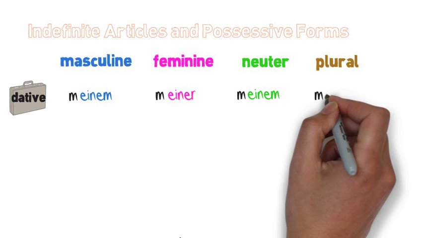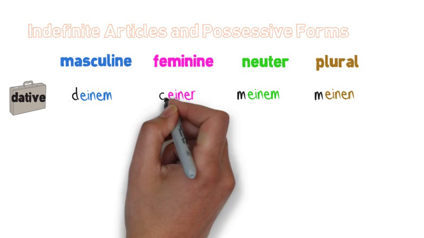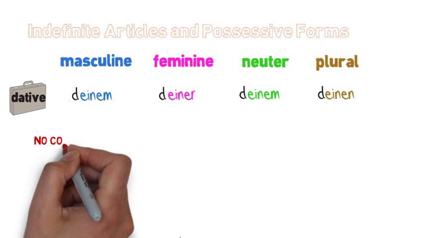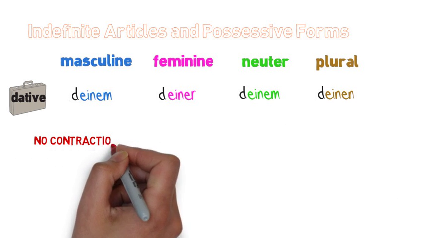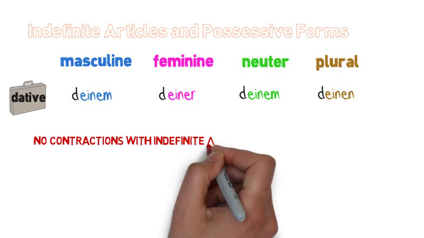The possessive forms are built off of these. So my in the dative case would be meinem, meiner, meinem, or meinen in the plural. Your would become deinem, deiner, deinem, or deinen, and so on. If you happen to use one of the prepositions we've been discussing, and you want to use an indefinite article or possessive form, feel free.